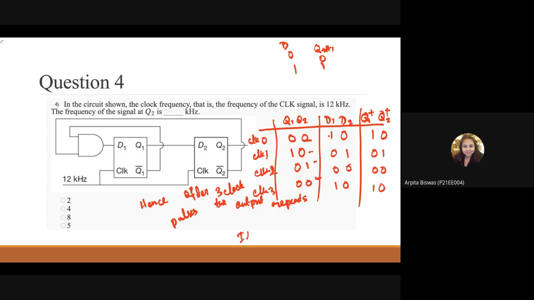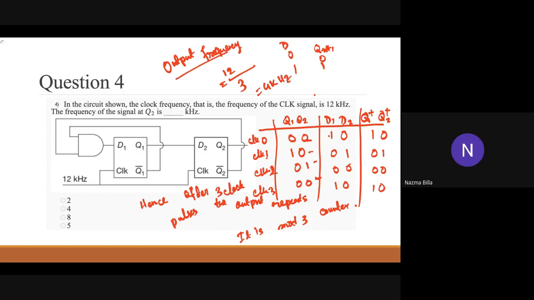Yes, ma'am, it is mode three. Mode three counter. For a mode 3 counter, how will you find the output frequency? The output frequency is 12 hertz divided by the mode number, so it equals 4 kilohertz. This is the way you have to find the output frequency. Now it is clear? Yes, ma'am, clear.